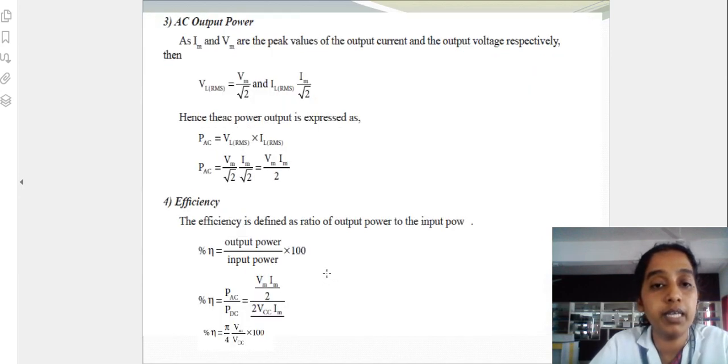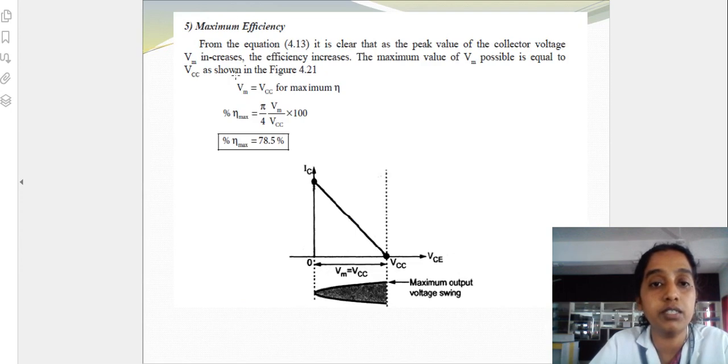Next we need to find the AC power, and then the efficiency. To find the maximum efficiency, consider Vm is equal to VCC. So the efficiency comes to nearly 78.5%. In class A amplifier, we obtain 25%, but in class B, we are able to get 78.5%. So the efficiency of class B is good when compared to class A. Thank you.